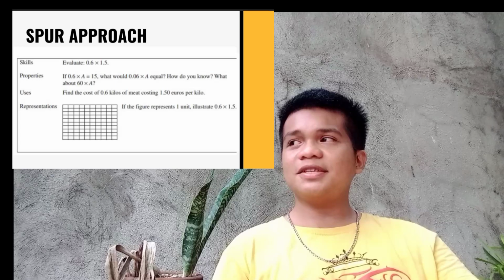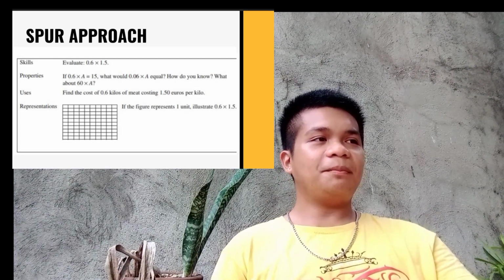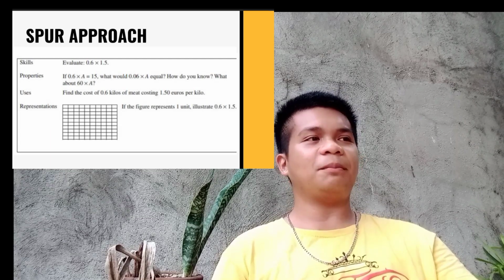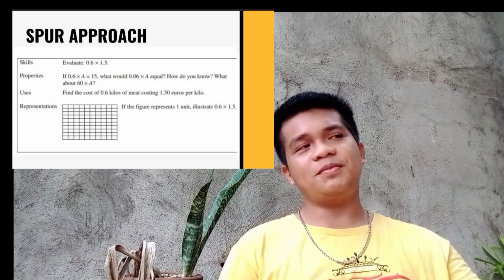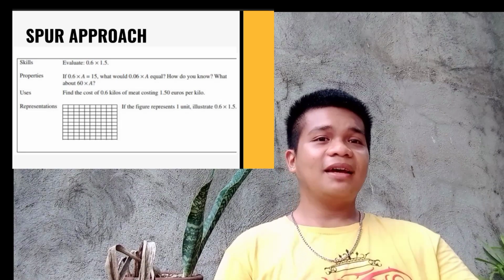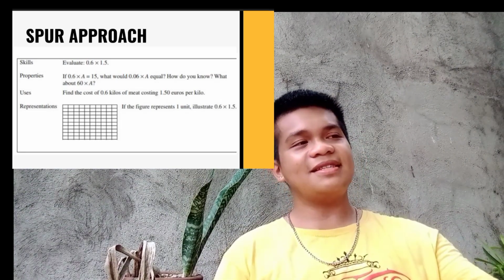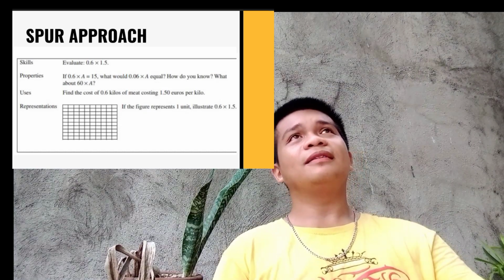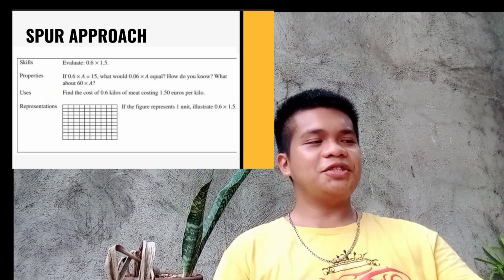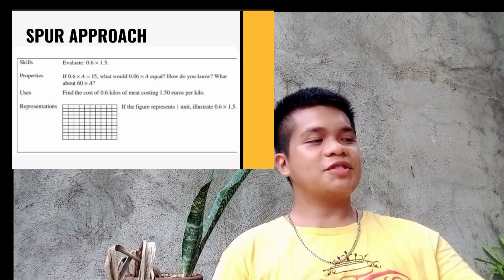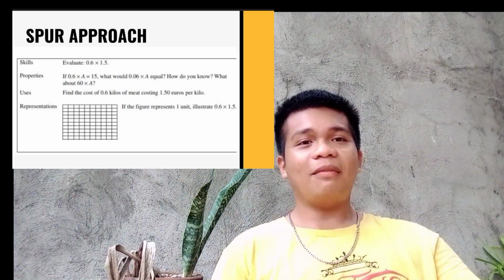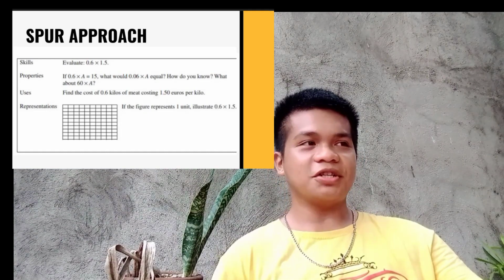So let us take this one for example. In the SPUR approach, the skills: evaluate 0.6 times 1.5. So what can you observe from that? It is simple, right? This is specifically what the traditional classroom does. They solve and calculate 0.6 times 1.5, and students just follow what the teacher taught.